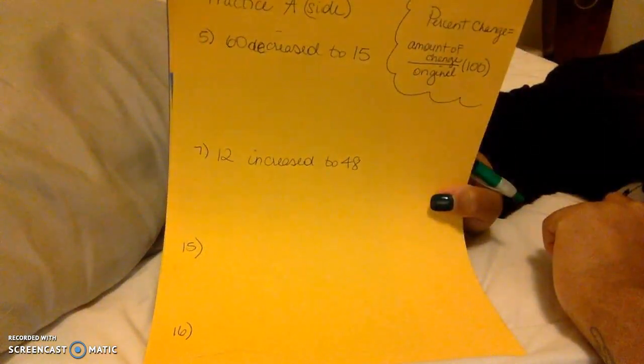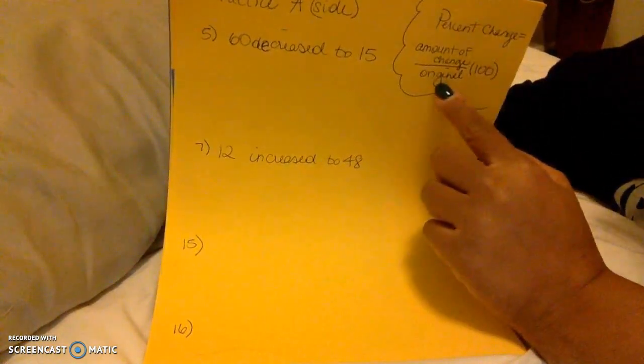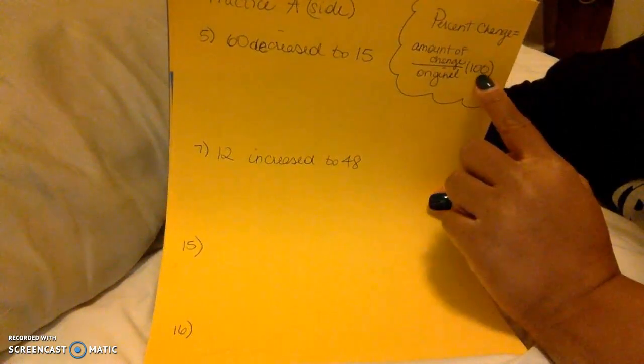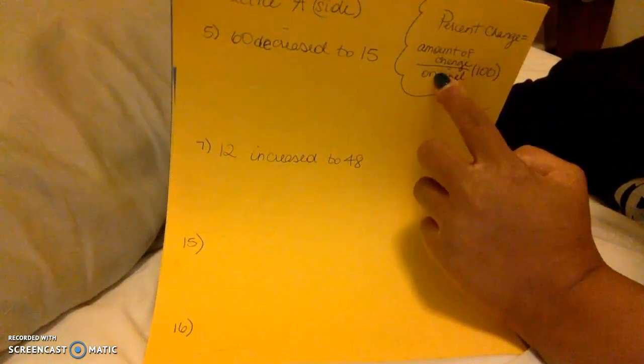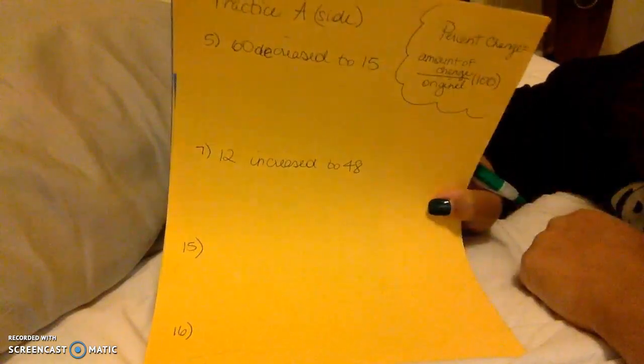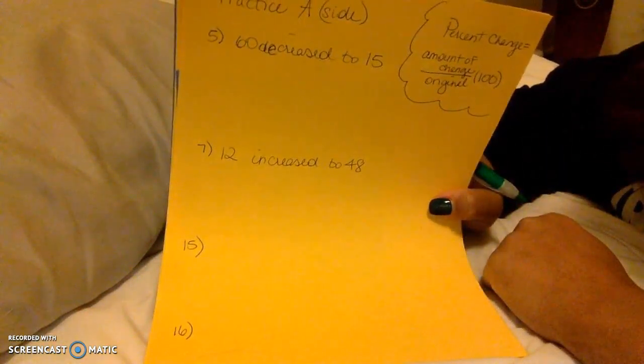So for percent change, I have a formula over here that was given to you in class today. The percent change equals the amount of change divided by the original number times 100. So this is a big old fraction times 100 because percent is out of 100, and I'm going to end up with a decimal here, and I'm going to have to convert it to a percent by multiplying by 100, which is simply moving my decimal 2 places to the right.